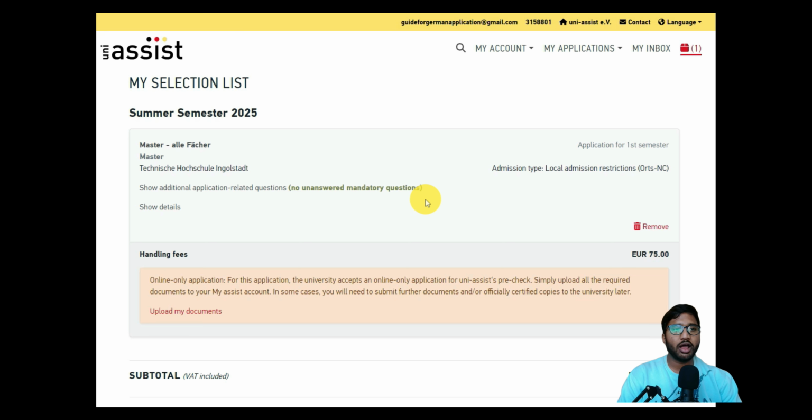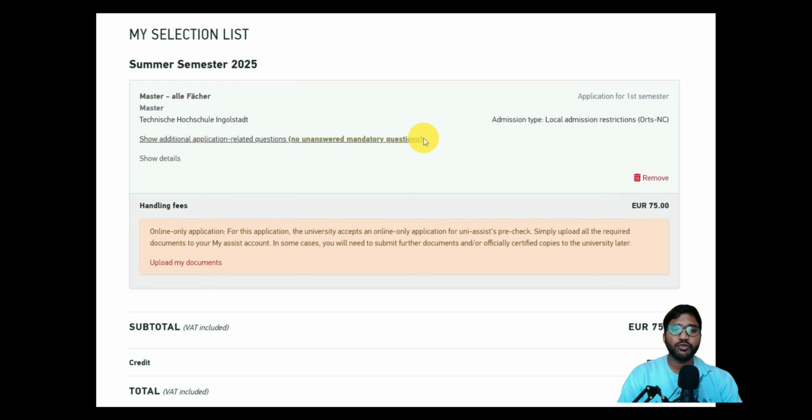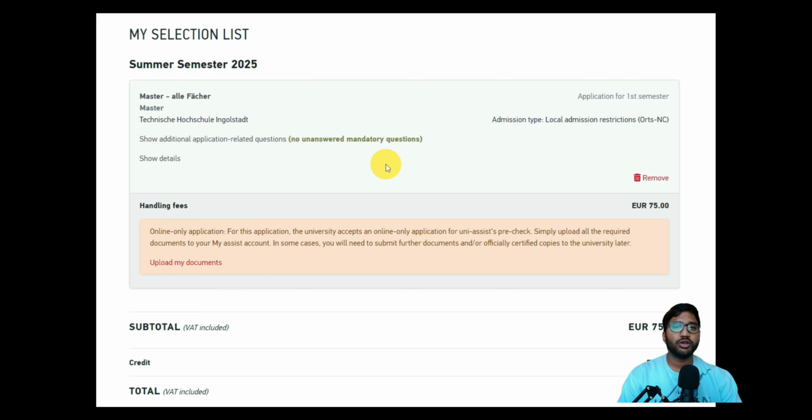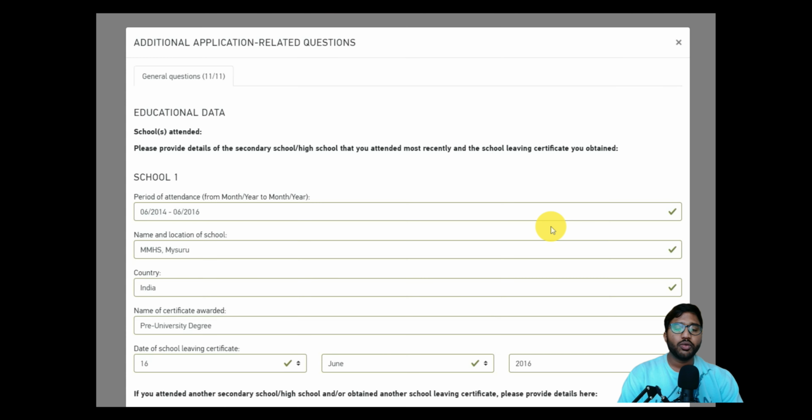Here I will be focusing on showing you how to fill the mandatory and non-mandatory questions. You have to fill your mandatory questions, otherwise you cannot submit the application. So we can click on it. What are the mandatory questions that you need to fill for VPD? At first you need to fill your educational data.